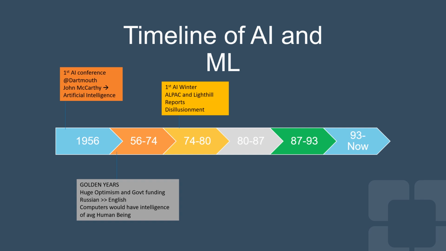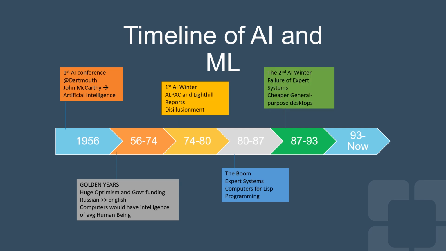Then came another boom based on the expert systems that we discussed earlier. When these failed, it led to the second AI winter. This brings us to now, with the birth and growth of the internet and the vast amount of digital data, and chips like the graphical processing units and deep learning algorithms, AI is going through another resurgence.